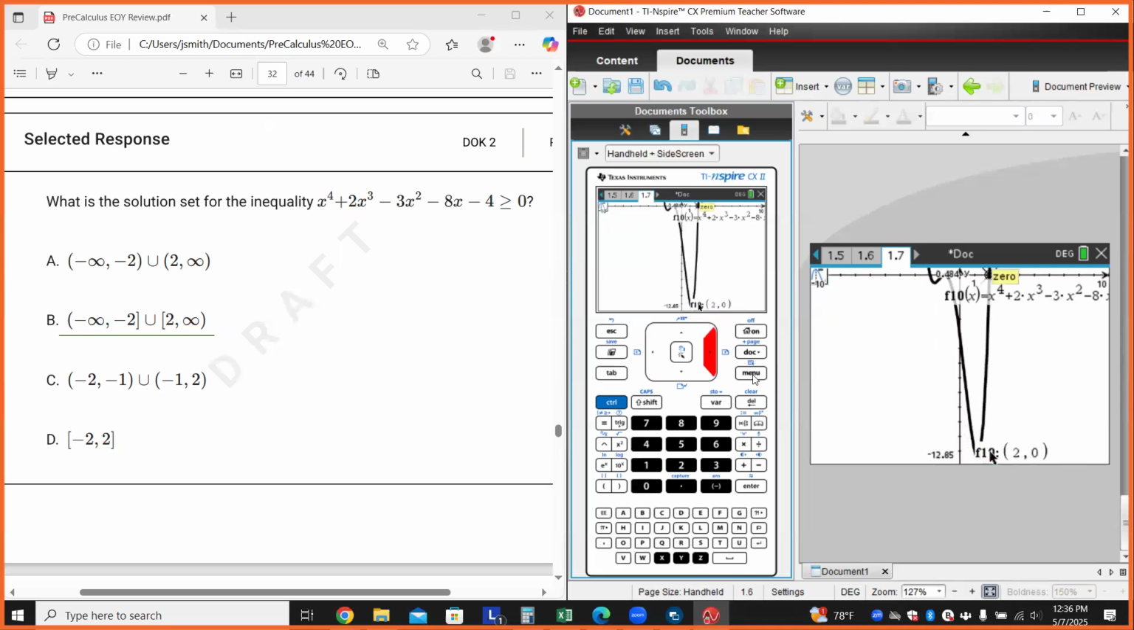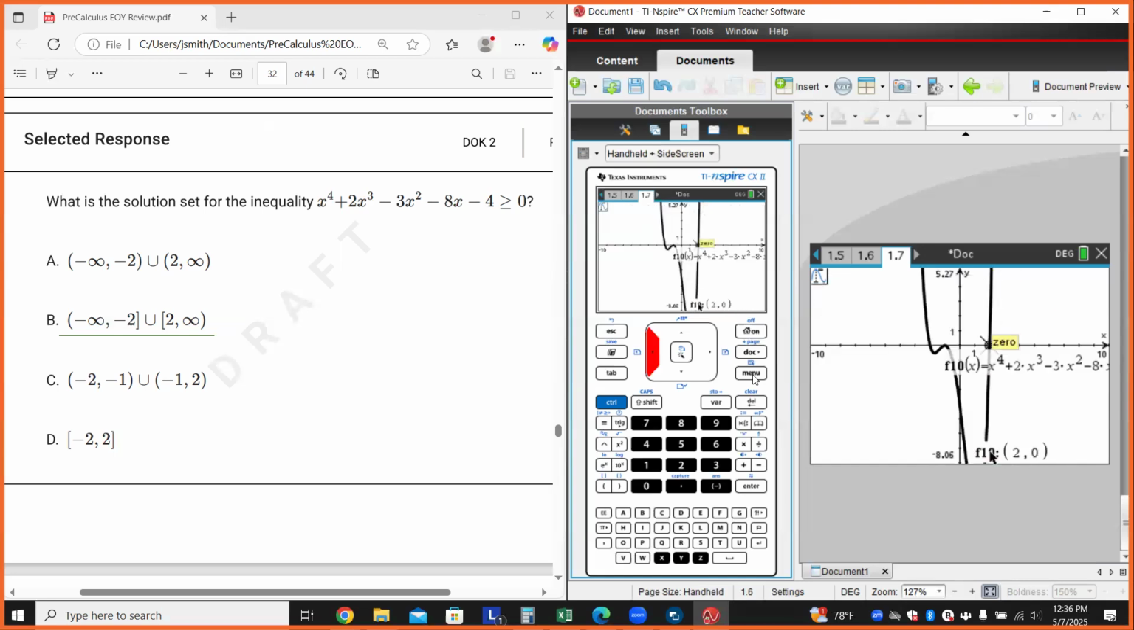So then I go to the other side. Obviously, all these are below the x-axis, and then from 2 on, I can see it is above the x-axis again. So this will now be 2 to infinity. So you'll notice A and B are exactly the same thing. Can anyone notice the difference?